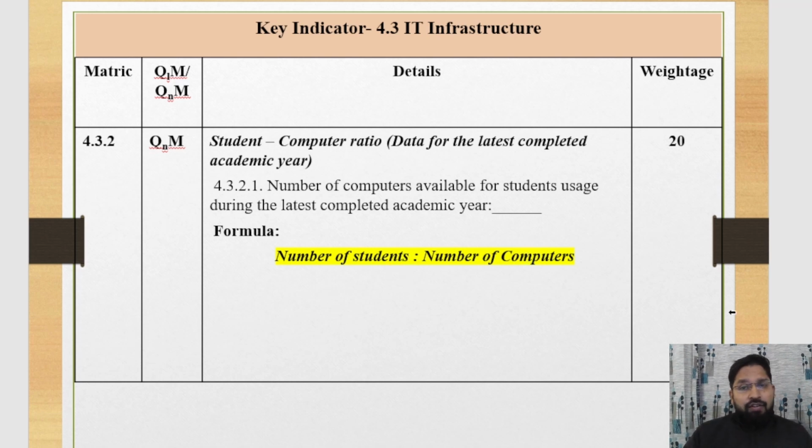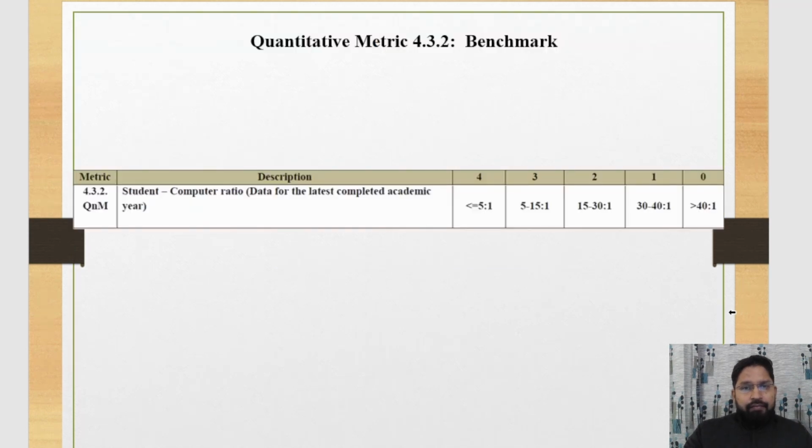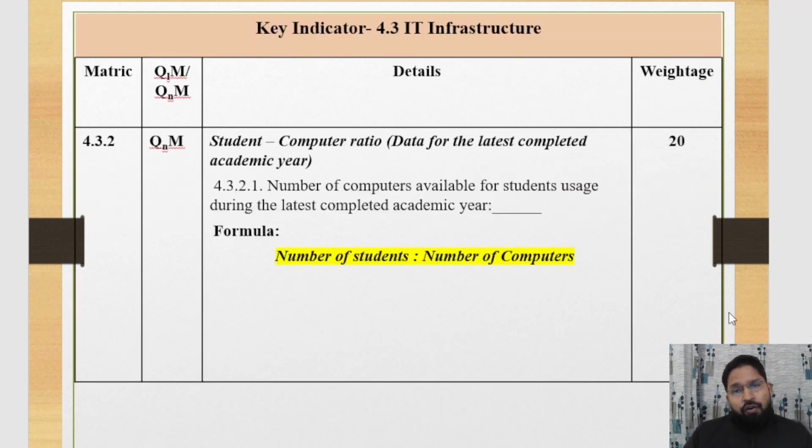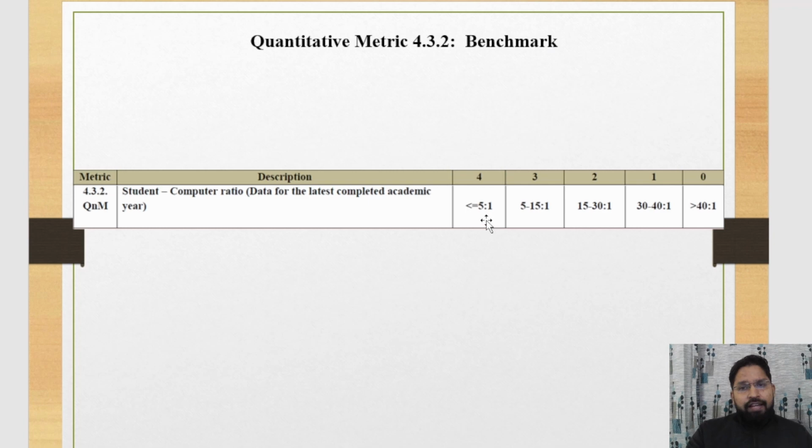In this metric there is no template given, and if we claim student computers here, we consider only computers that are used for student purposes, meaning lab computers or any research lab computers. Computers used for office work cannot be counted in this metric. If the student computer ratio is greater than 5 to 1, then NAAC provides grade 4, and if it lies between 5 to 15 by 1, then you will receive grade 3 in this metric, and similarly you can see.